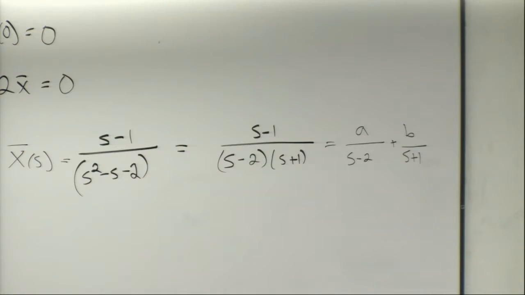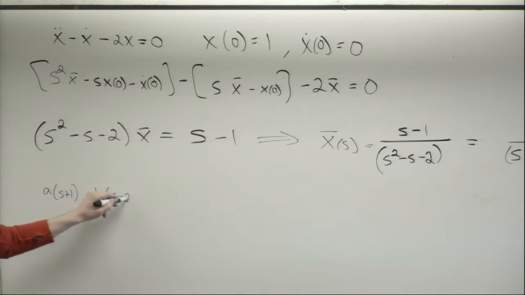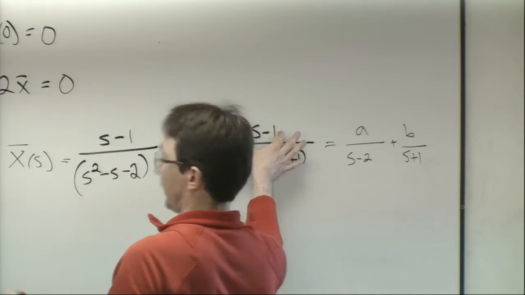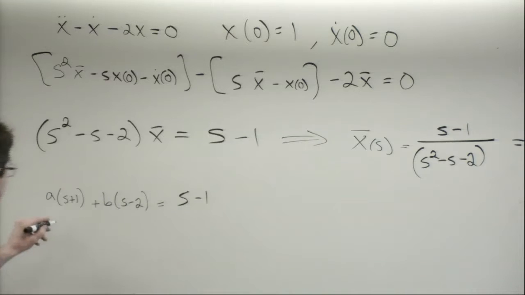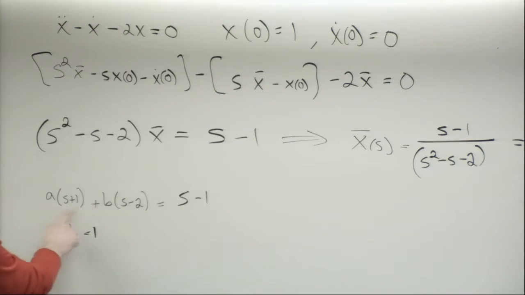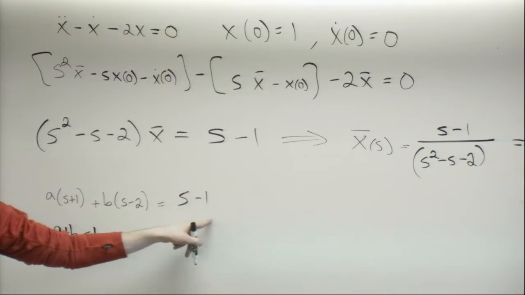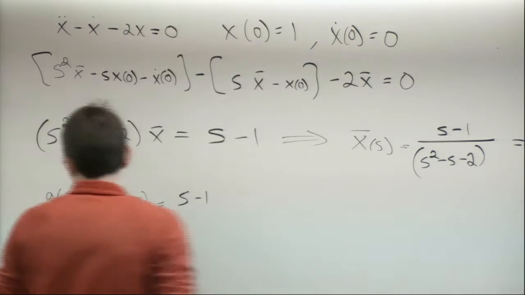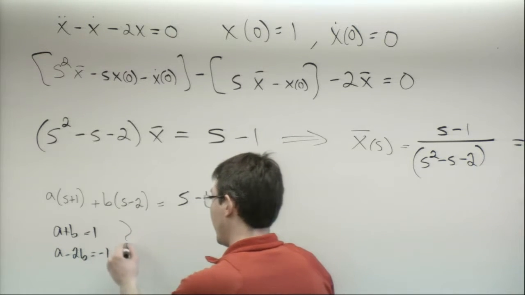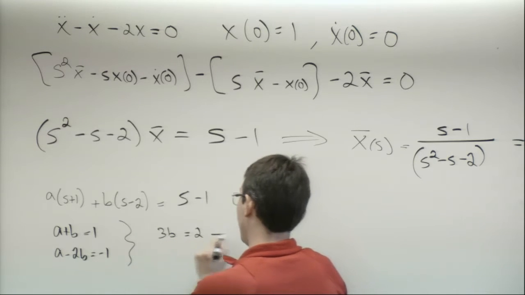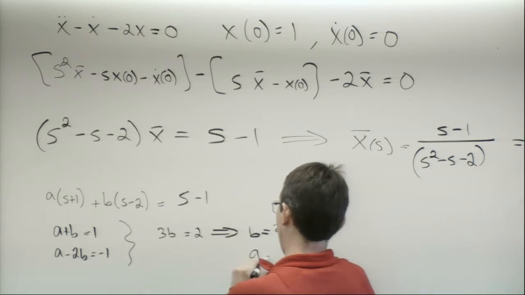Well, we have a times s plus 1 plus b times s minus 2 equals s minus 1. So a plus b equals 1. That's just the s terms. And then a minus 2b equals minus 1. I'm just equating all of the non-s terms. Okay, so I'm going to subtract the bottom from the top, and I'm going to get 3b equals 2, which means b equals 2/3 and a equals 1/3.